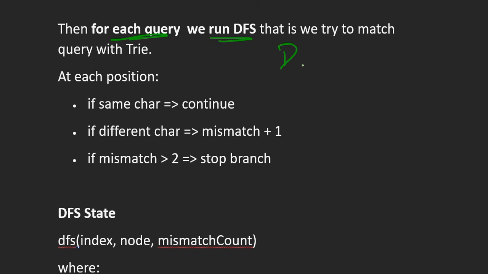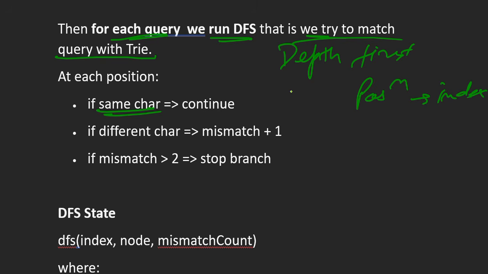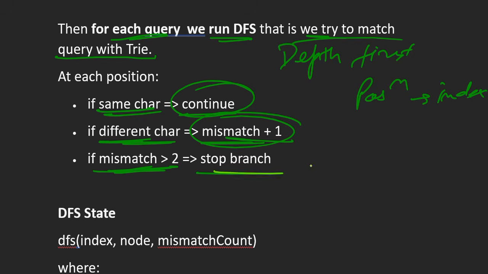we run depth first search on the trie, and we try to match the query with the trie element. At each position, or we can say at each index, if both the characters are the same, then we continue. But if the characters are different, then we increase our mismatch count by 1. And if at any point our mismatch count is greater than 2, then we stop comparing in that particular branch.